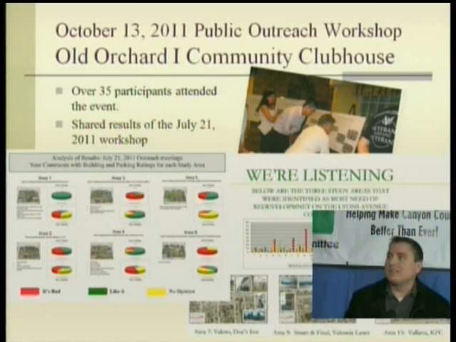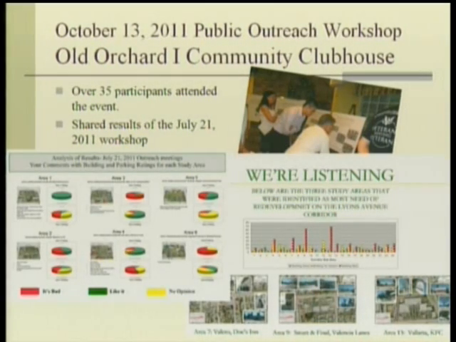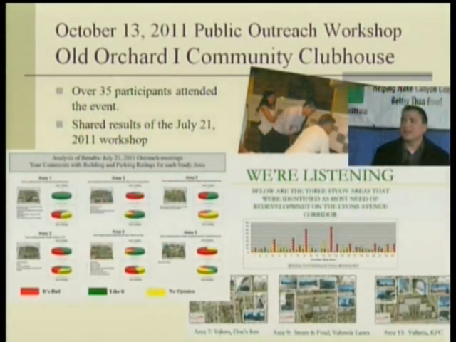On October 13th, we held our second public outreach meeting, and this one was at the Old Orchard 1 Clubhouse, which is just directly behind where our first meeting was. And at that meeting, we had a little less as far as participants. We had about 35 people attend this event, and we were able to share the results. And as you can see on the screen, we had graphics and easy-to-read exhibits of the results of that last meeting and also share everything that we've been hearing on our website.